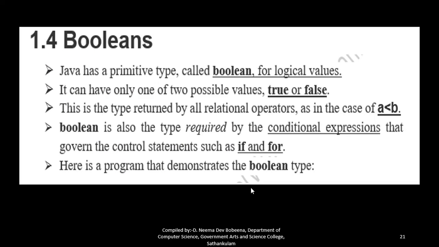The next type of data is Boolean type data. Java has a primitive type called Boolean. It is used for handling logical values. It can only hold two values, true or false, and it is used in relational expressions and conditional expressions. For example, if A less than B, it may return either a true value or a false value.